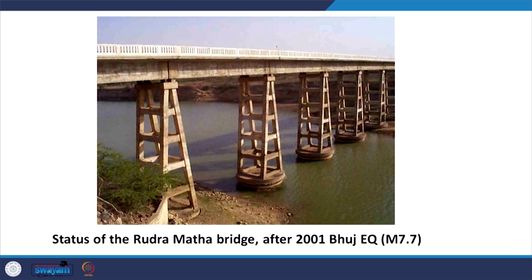Then another example from the Bhuj earthquake, where this is Rudra Matha bridge, and this was the status after the 2001 Bhuj earthquake. So, in this bridge you can see that it is intact and fully functional. So, there was no damage to the bridge as such, but let us investigate its foundation. You can see these are the piers, and ultimately they transfer the load at this place. Let us zoom into this section and see it in the next slide.